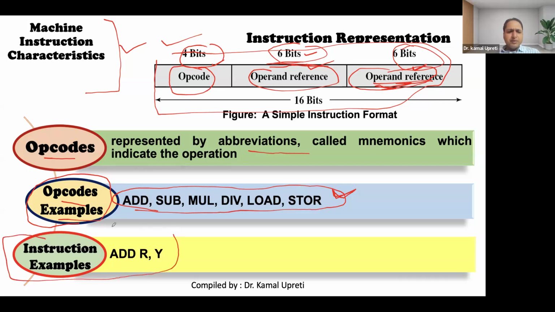Next is the instruction examples. We have multiple instructions which need to be executed. Like if I am performing an addition, like r comma y, we need to take care of how we process it.